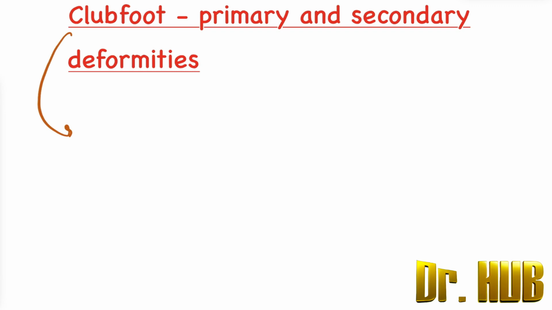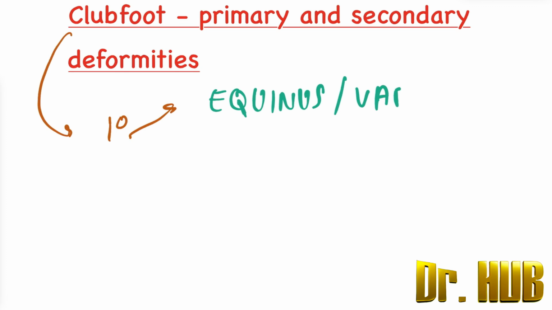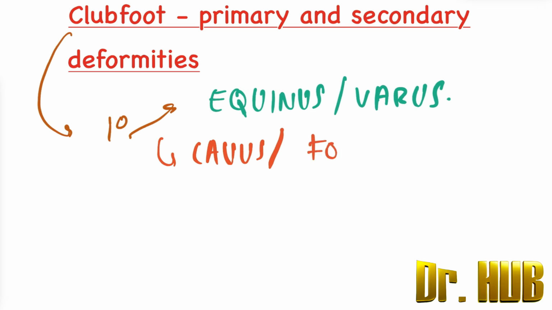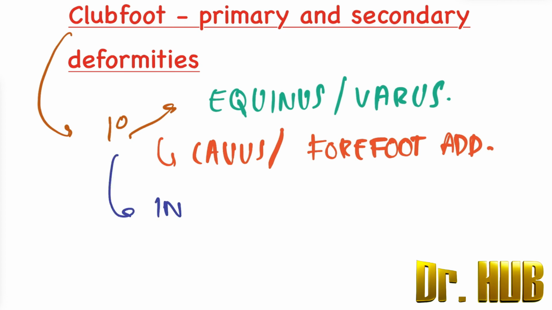So in terms of the clubfoot, there is a primary deformity. It includes the equinus. Next, there is also the varus, then the cavus, the forefoot adduction, as well as the internal tibial torsion.